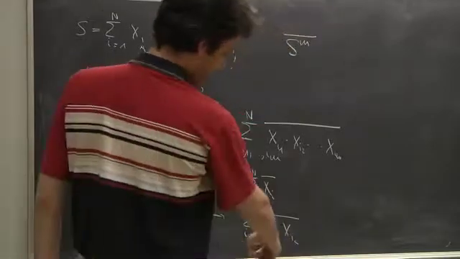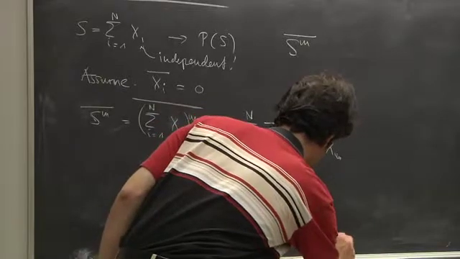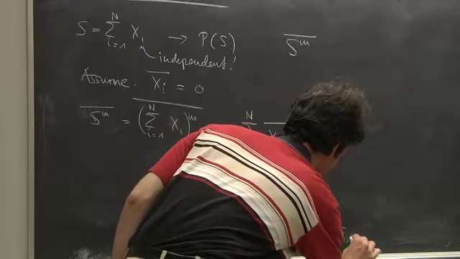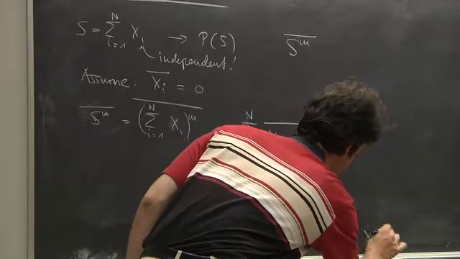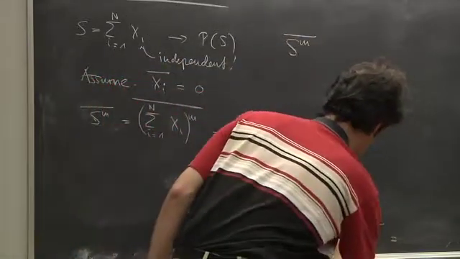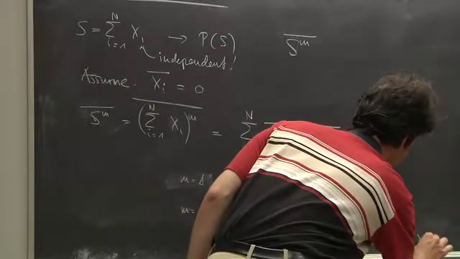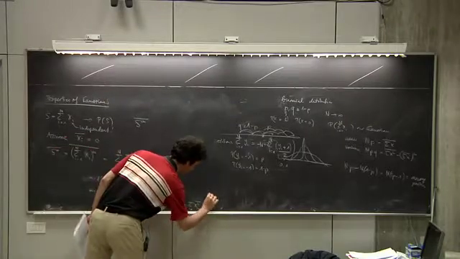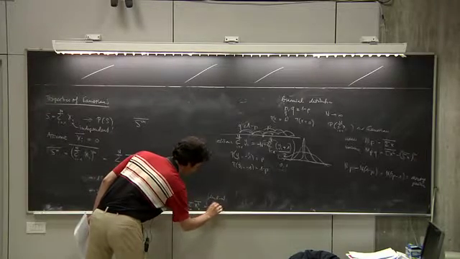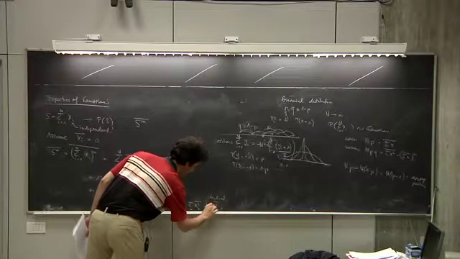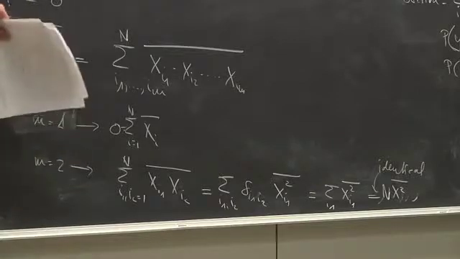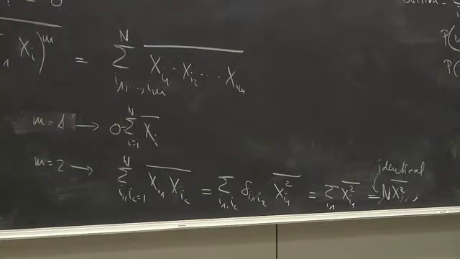then this is only non-zero if I1 is equal to I2, right? So this will be the same sum, delta I1, I2 of xi1 squared average. And that gives me the sum over I1 of xi1 squared averaged. And if they are identically distributed, then I get x squared average times n. So these are the first two moments, and that's essentially the same thing as we did before, just in the simpler case where the expectation value is already 0.